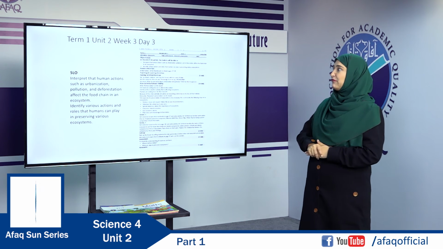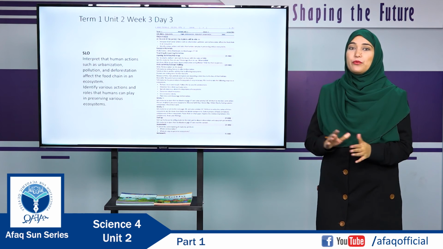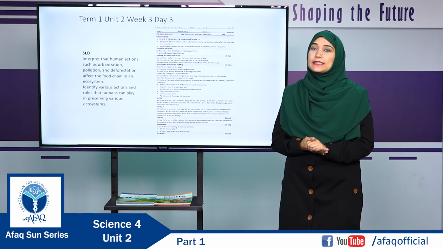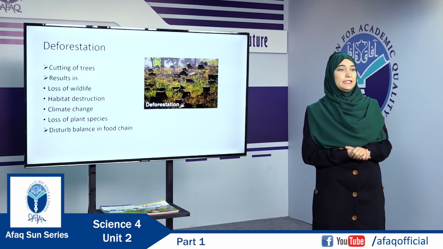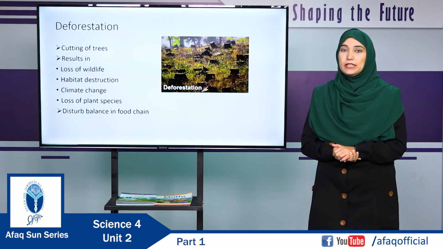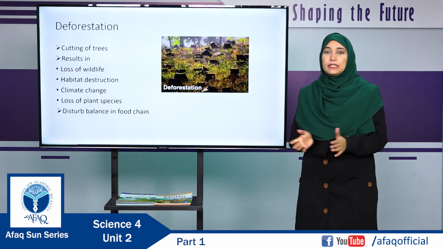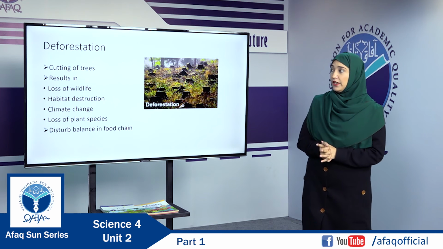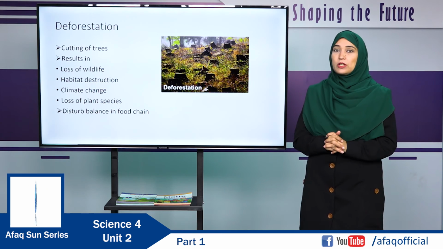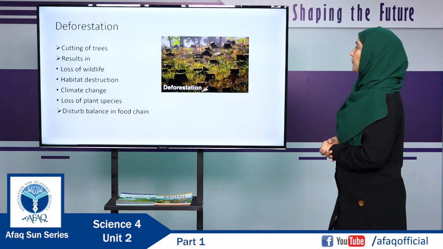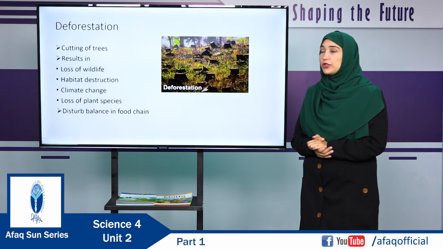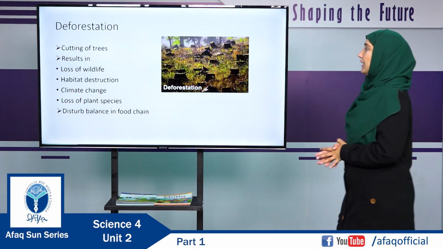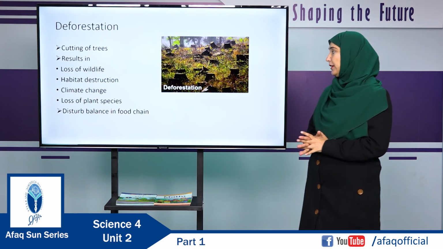Okay, now we will move towards day 3 of week 3, unit 2 and term 1, and we are going to cover 2 SLOs in this DLP. In this DLP, we will learn what is deforestation. Deforestation is the cutting of trees, and what is its effect on the ecosystem? Deforestation results in loss of wildlife, habitat destruction, climate change and loss of plant species. It disturbs the whole food chain.